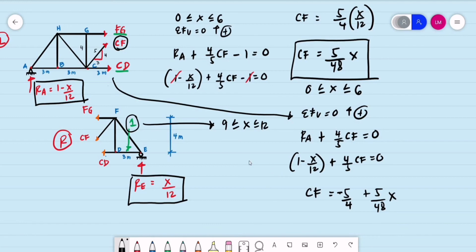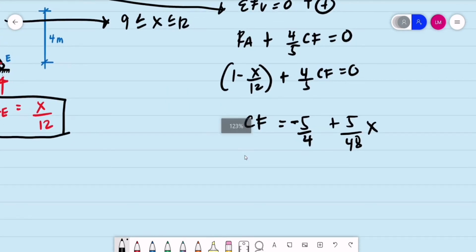Okay, so this will be the equivalent of CF. Yes, that is 4 over 5 times this one. That's negative 5 over 4. Then that is 5 over 48 of x. So this is the equivalent of the axial force for member CF.